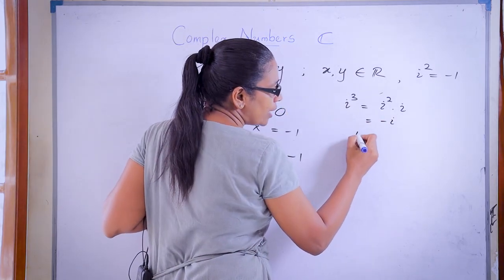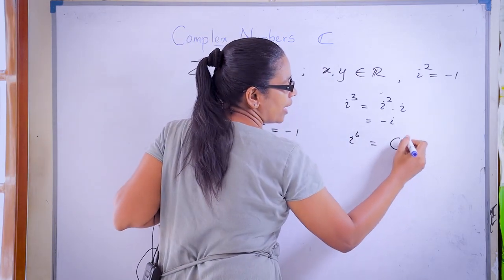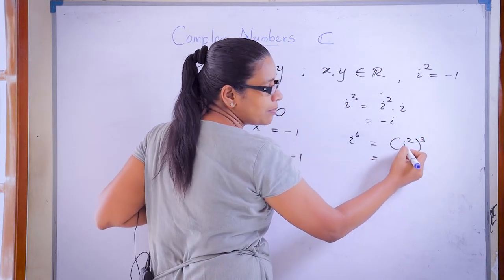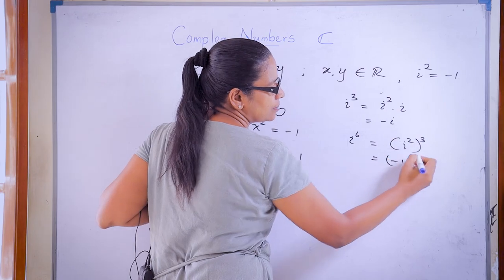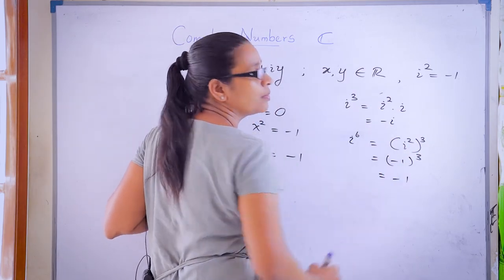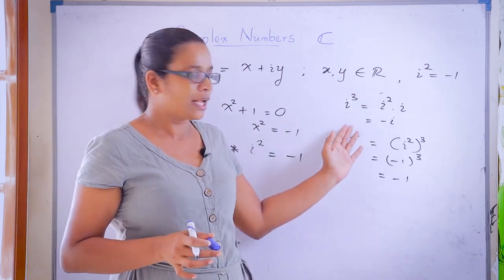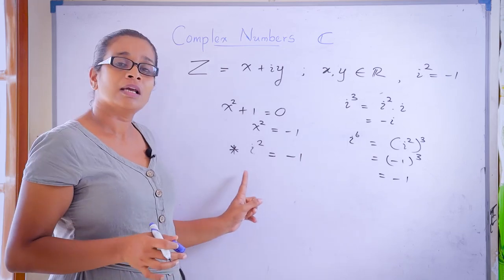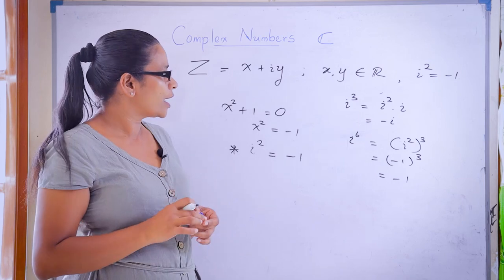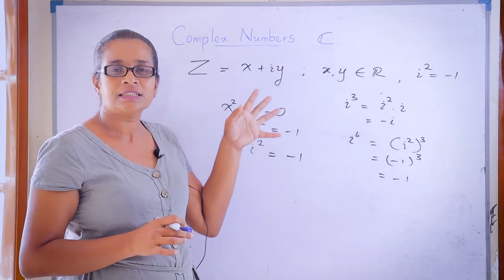If you need to write i raised to the power 6, you can write it as a power of a power. So i squared means minus 1, so this is the cube of minus 1, which is equal to minus 1. In that way, you can find the i values using i squared equals minus 1. I think you now have a rough idea about Z equals x plus iy.